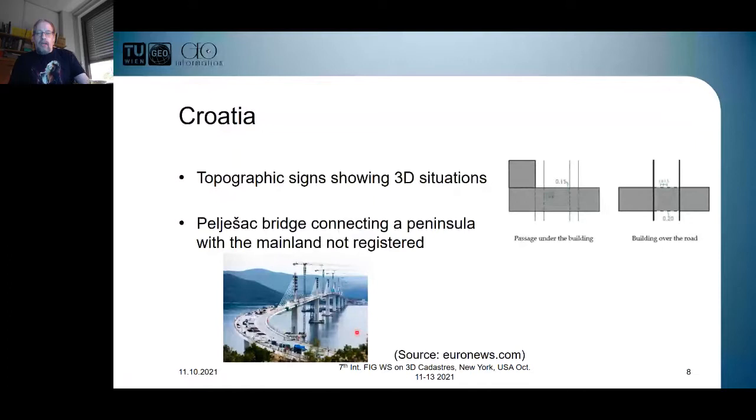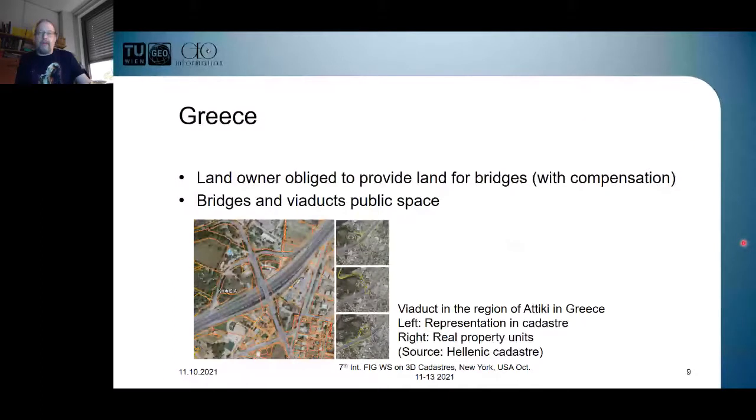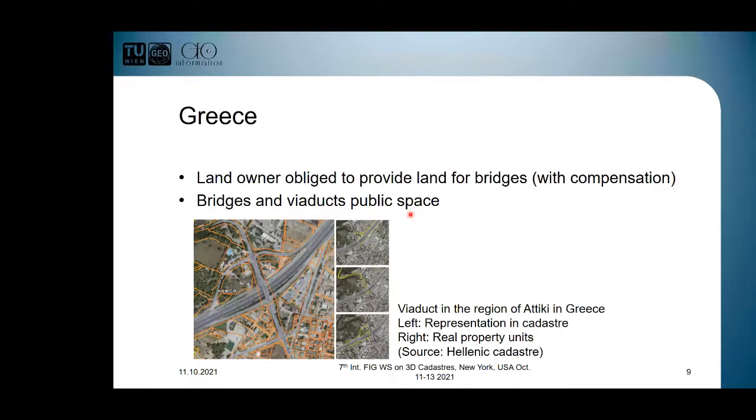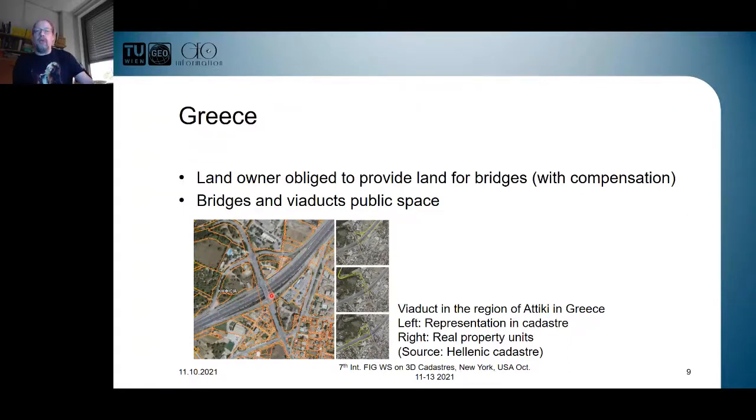In Greece, the landowner is obliged to provide land for bridges. Of course, they get compensation, but that makes the bridges and viaducts public space. So that the parcels follow the road network. However, it is more or less arbitrary if the parcel is based on the direction of the road below. So both might happen.